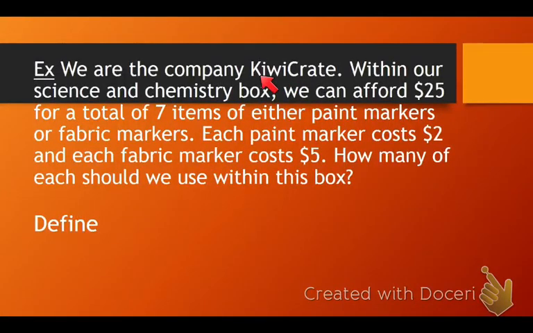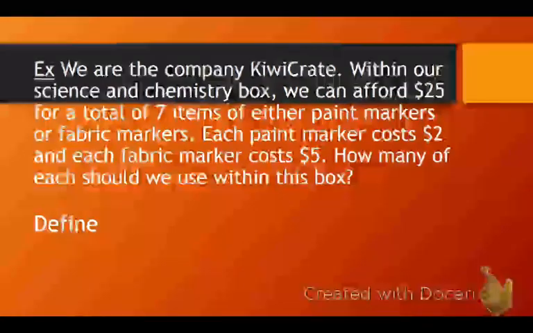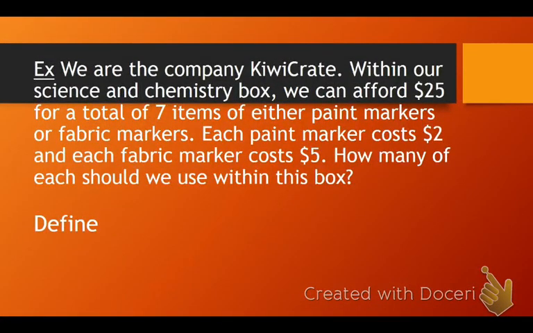Let's say we're Kiwi Crate. I'll give you a moment to read it. Go ahead and press pause. So Kiwi Crate is a company that deals with little kids and their crafts. And you can get a box a month. Well, in their special science and chemistry box, you can have paint markers, fabric markers, depending on how much the company wants to put towards that at some point in time.